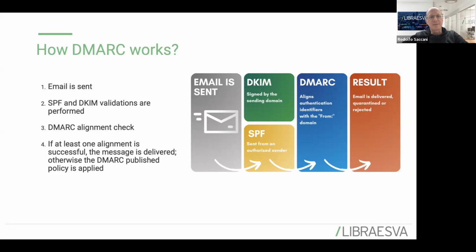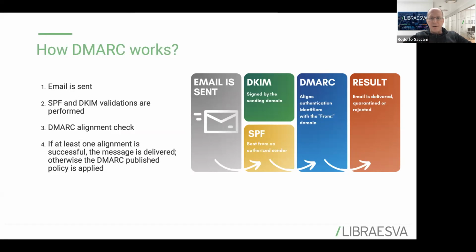DMARC verifies the so-called alignment. Alignment is an important term in DMARC. It verifies basically that the domain in the header from is aligned either with the SPF domain or with the domain of the DKIM signature. If there is an SPF validation on the same domain of the header from, it's a pass. If there is a valid DKIM signature on the same domain of the header from, it's a pass, either one or the other or both. So this makes sure that the information in the header from is valid.